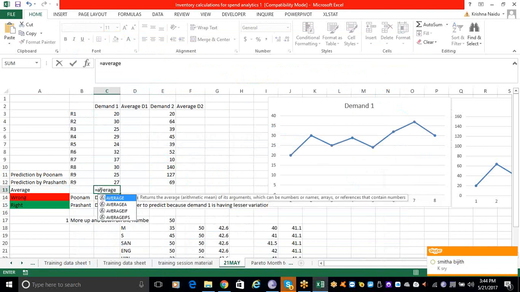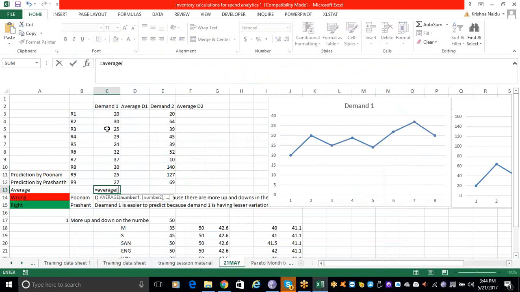So, the average of the first data set, what is the formula? You can go to Excel and write the formula called average, and you can select the data for which you want to take the average. Okay, that's the formula. Here you see it is coming 27.9.